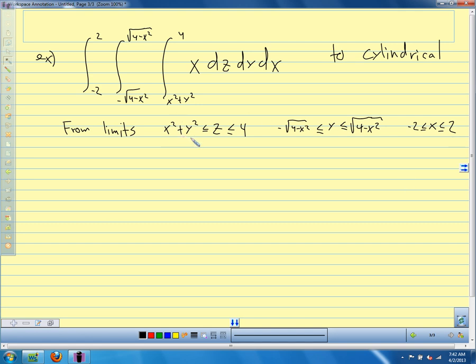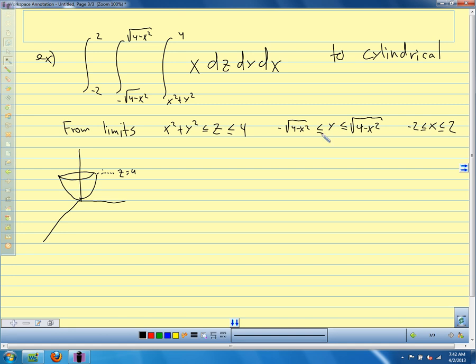So from our z limits, what kind of surface are we talking about here? x squared plus y squared equals z. That's a paraboloid. So our surface is a paraboloid, so if I sketch a quick picture, this is a paraboloid like so. And it says z varies from x squared plus y squared to 4. So our region is kind of inside this paraboloid, from x squared plus y squared to 4.